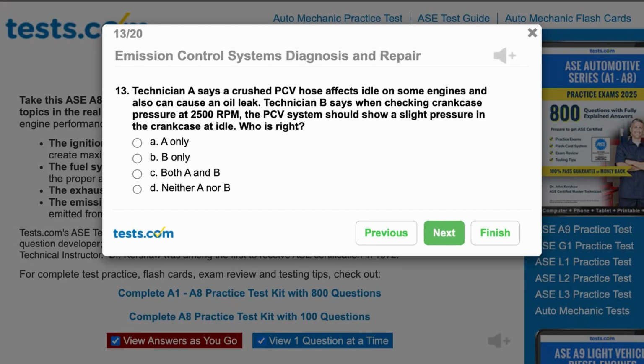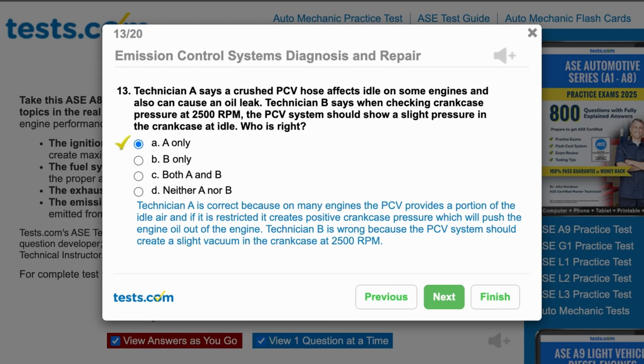A. A only. B. B only. C. Both A and B. D. Neither A nor B.